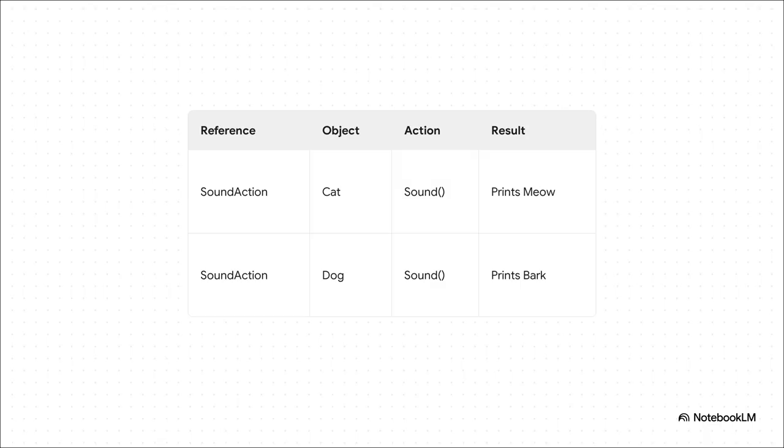We take that very same reference, but this time we reassign it to a new dog object. When we call the exact same soundAction method again, it now prints bark. Think about how incredibly powerful that flexibility is. The exact same method produces uniquely different results depending on the object it happens to be pointing to at the time. That right there is polymorphism in action.